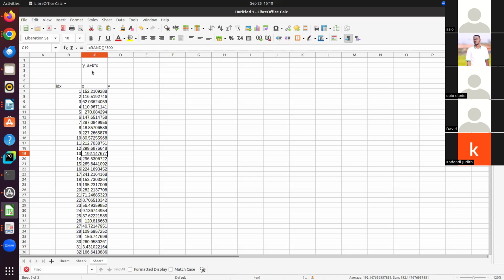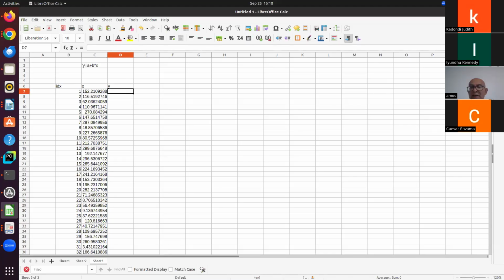Now, what does the equation mean? How can the y be generated? According to this equation, I will take the x, multiply it by b, and add the a to it. So let's make some parameters.